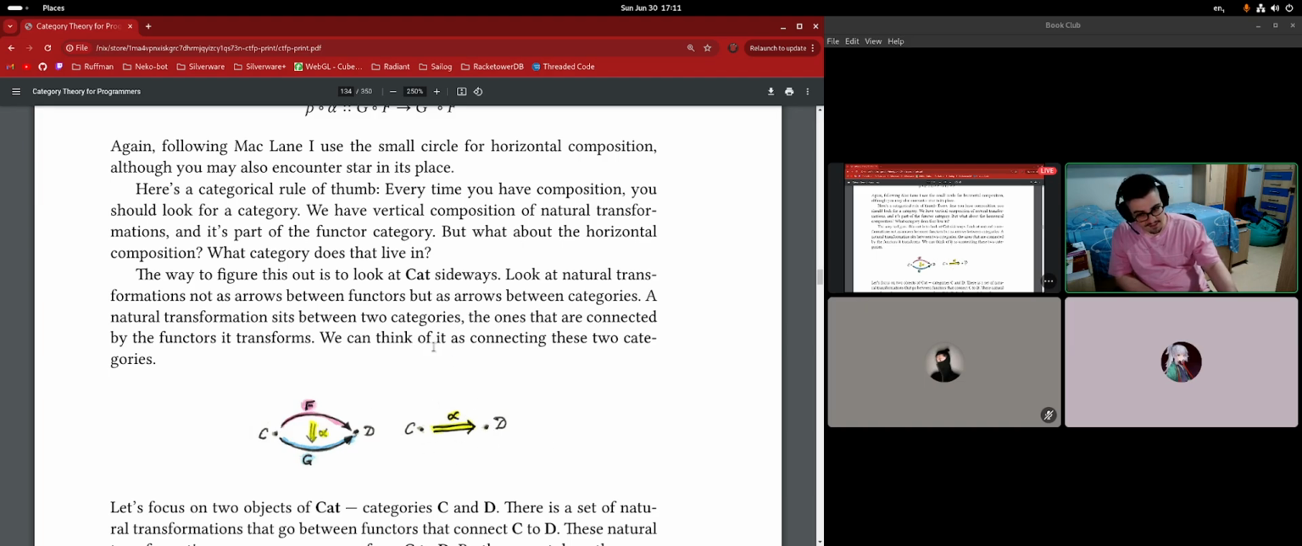I don't like this though, because I think it's kind of misleading. You are not really connecting C and D. You're connecting their functors, which is a completely different abstraction.